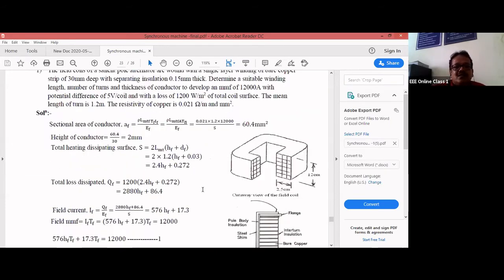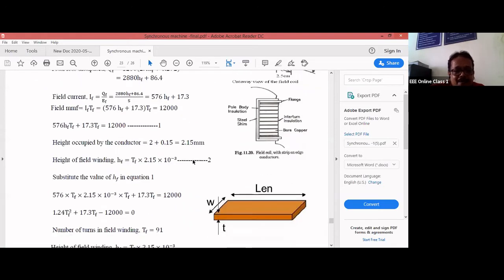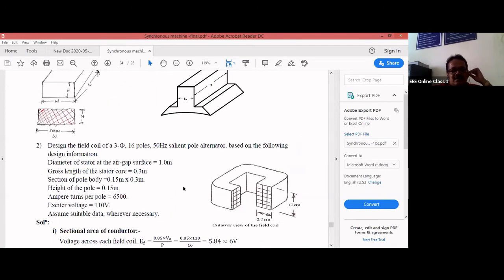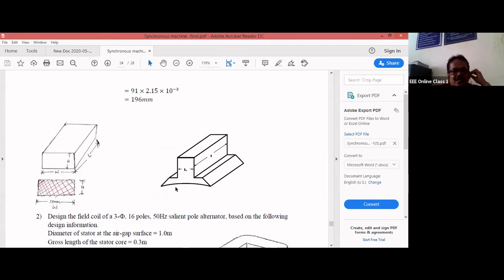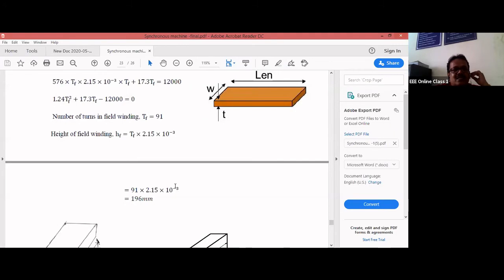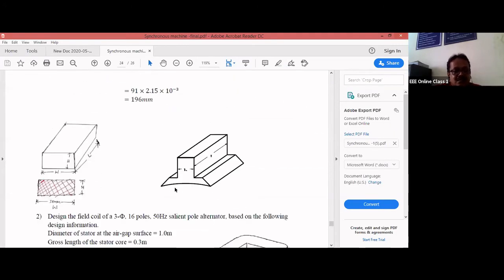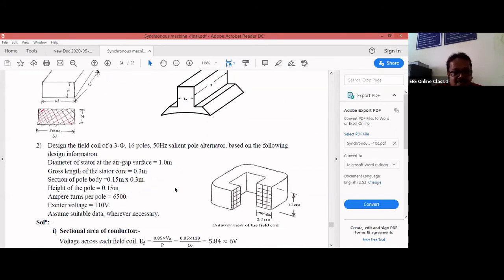Very important one from AK-Sun. This problem I have taken from Mittal book. Let us solve this problem. Design a field coil of a 3-phase, 16 poles, 50 Hz salient pole alternator based on the following information. Design field coil means you have to calculate the number of turns, the field current, the loss, and the cross-sectional area of the conductor.